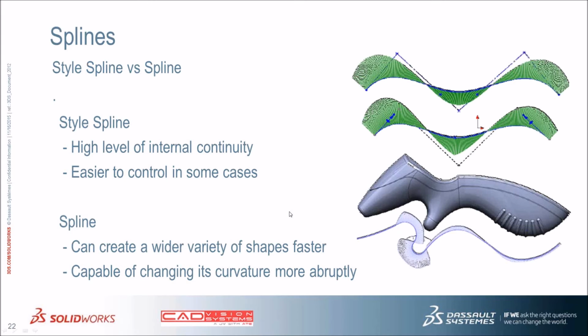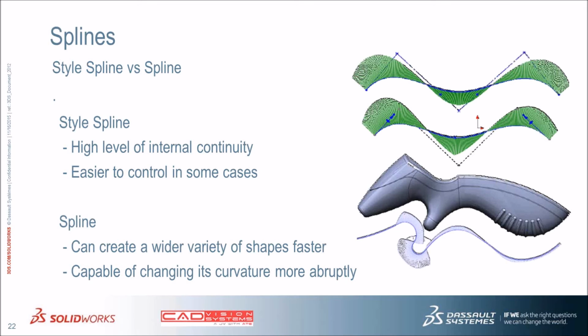So the next question is, which is better, style spline or B-spline? The issue is not which is better, but which is more suitable for what job. For style splines, generally speaking, there's a higher level of internal continuity because there's only one span, so it's easy to control in some cases.